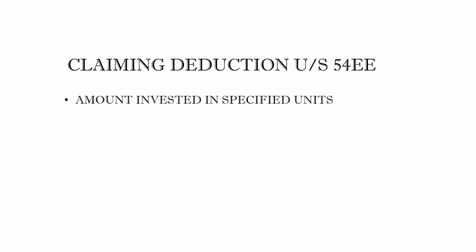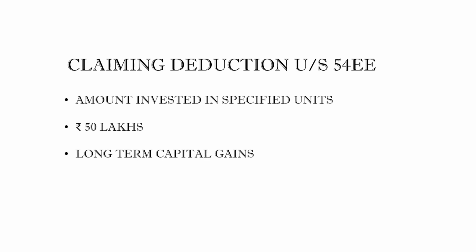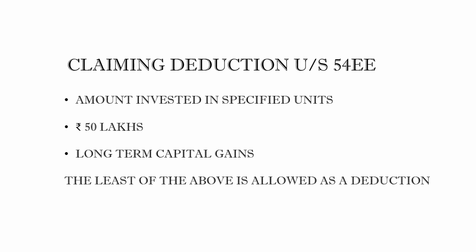Claiming deduction under section 54EE. Amount invested in specified units, rupees 50 lakhs, and the long-term capital gains. The least of the above is allowed as a deduction.